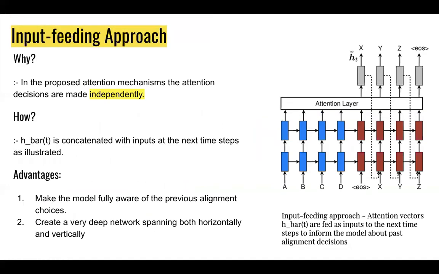And the last approach I want to mention is the input feeding. The reason is that in the proposed attention mechanisms, the attention decisions are made independently, which means the current alignment decision is independent of the previous one. So here, H bar T is also concatenated with the inputs at the next time steps, as illustrated in the right figure. And for the advantages, there are mainly two. First, it can make the model fully aware of the previous alignment choices. And second, it can create a very deep network spanning both horizontally and vertically.